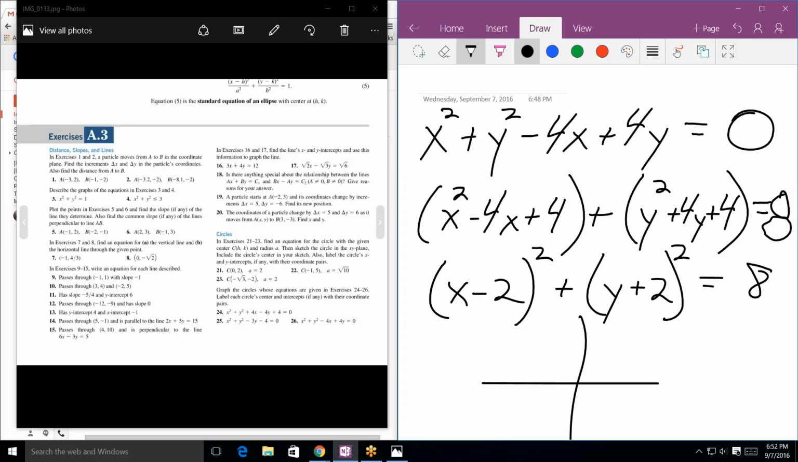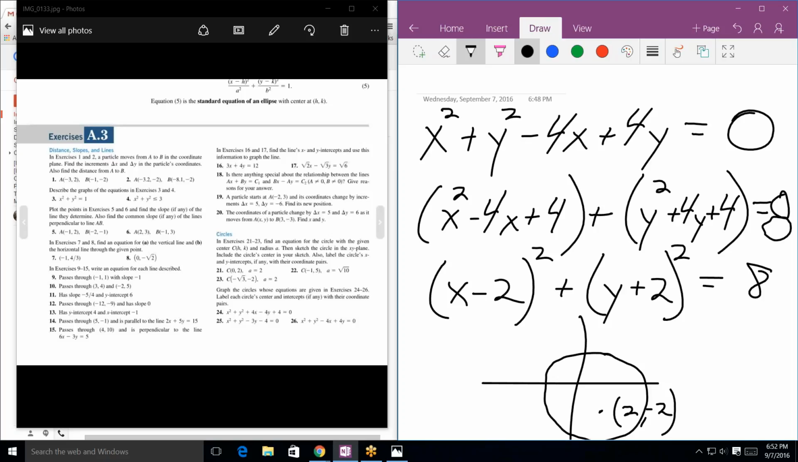Where's the center? 2 and negative 2. What's the radius? Square root of 8, which simplifies to 2 root 2. Okay. And so 2 root 2 is going to cross both axes.